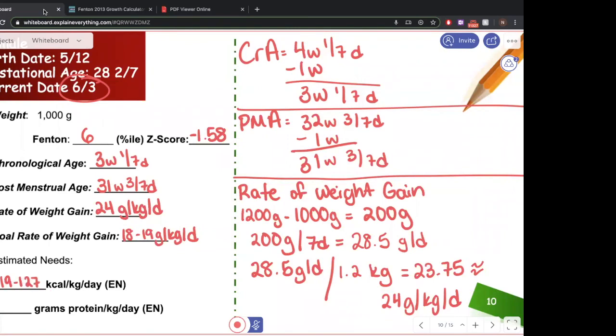Let's say this infant was actually consuming 130 calories per kilogram per day. With this rate of weight gain, we might want to decrease it to within the estimated needs so that we don't have an accelerated growth velocity. But let's say the infant was actually under the 119, then we would probably maintain that caloric intake for the infant, but definitely monitoring the infant's growth and energy intake.